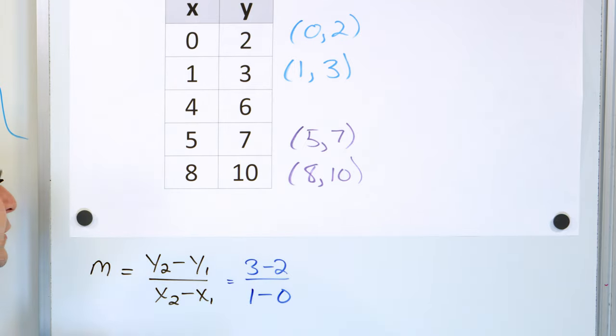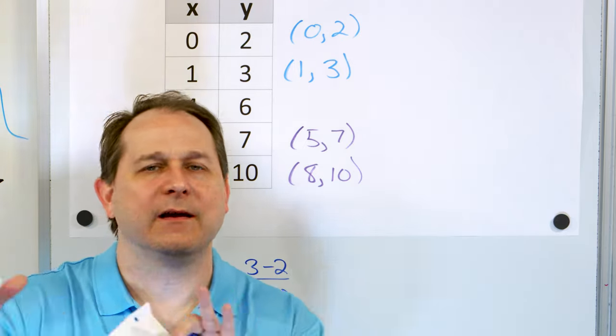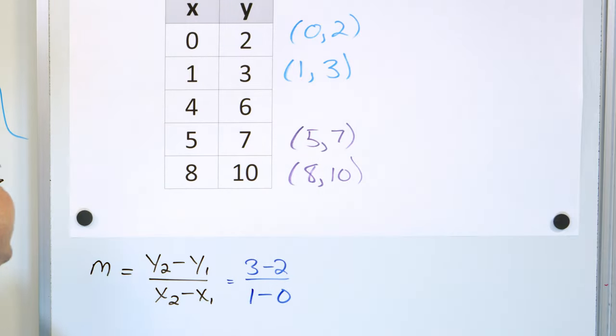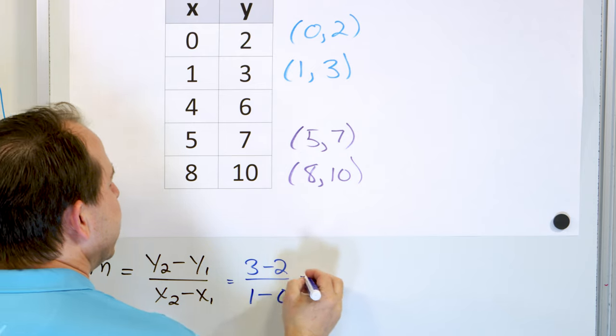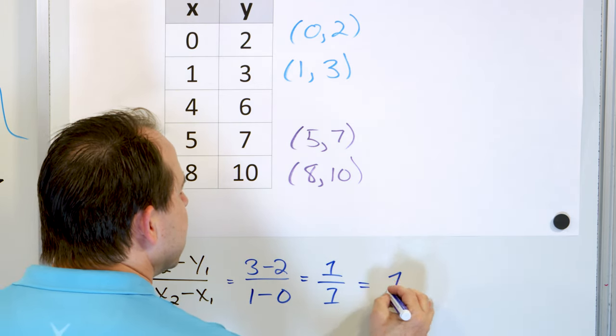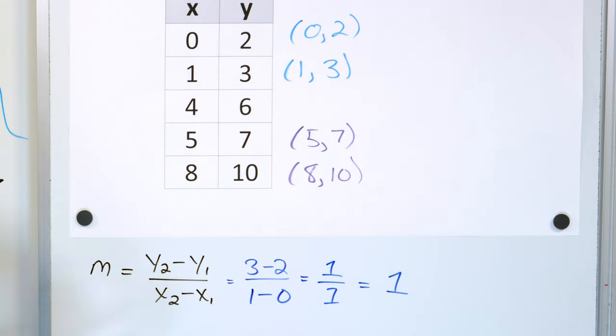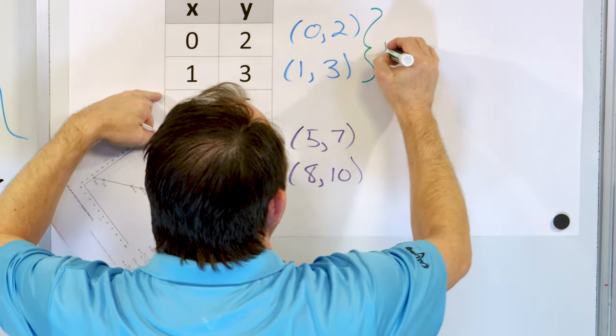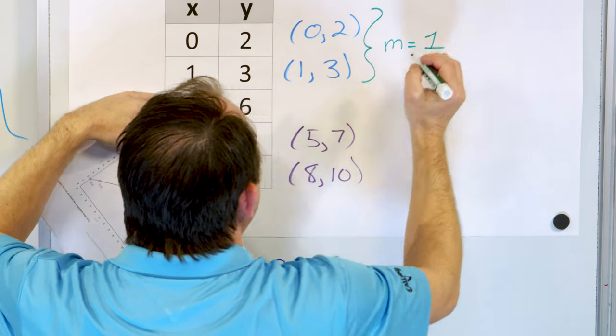And by the way, if you're confused on what I'm doing here, slope of a line, go back to the previous lesson. We covered this extensively. This is kind of the follow-on lesson. So 3 minus 2 is 1, and 1 minus 0 is also 1. And so the slope of this line between these two points is equal to 1. All right? So what I can do is summarize that by basically saying, okay, between these two points right here, the slope was equal to 1.